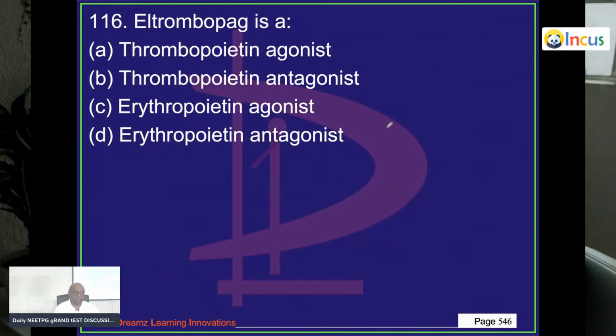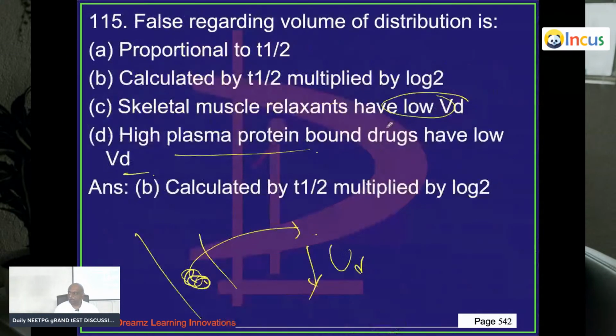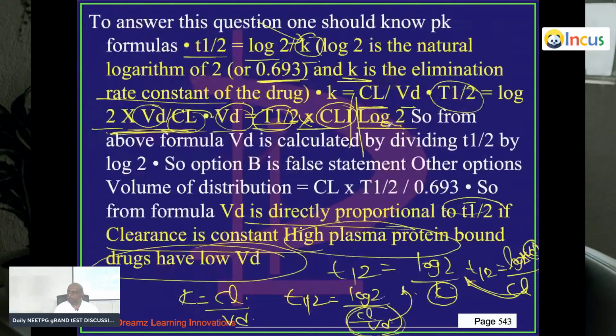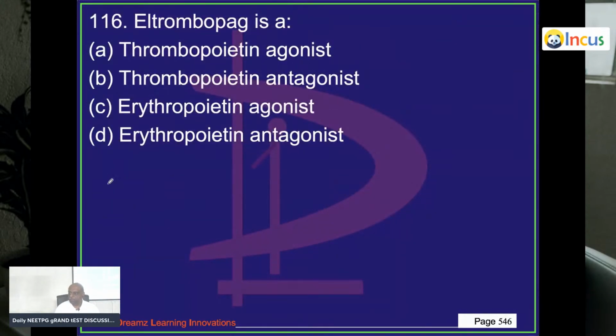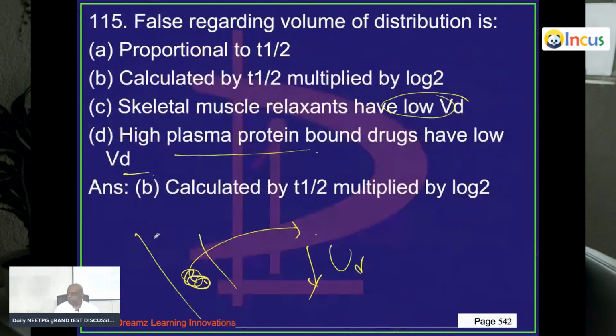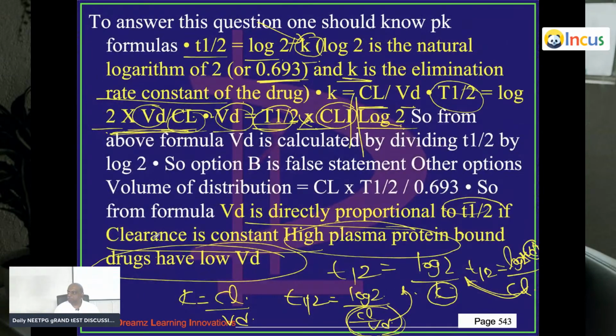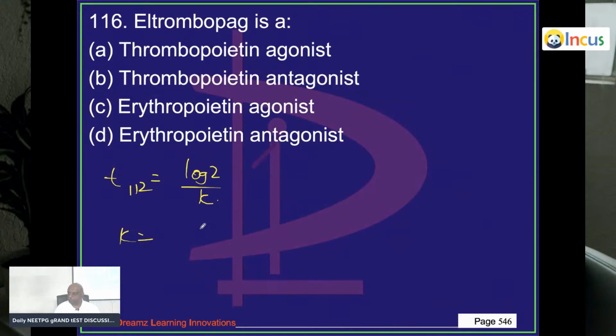Let's put a fresh equation here again, for the clarity of everybody. Let's be very clear. T half is equal to logarithm of 2 divided by K. K is the elimination constant. Then K is equal to clearance by volume of distribution.